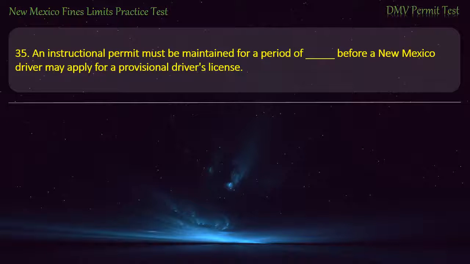Question 35. An instructional permit must be maintained for a period of before a New Mexico driver may apply for a provisional driver's license. 6 months, 1 year, 2 years, 30 days. Answer. 6 months.